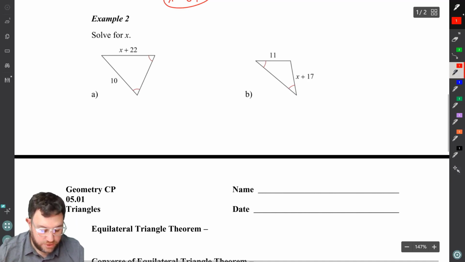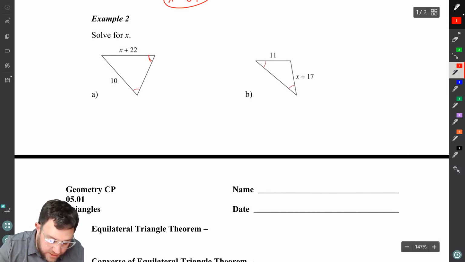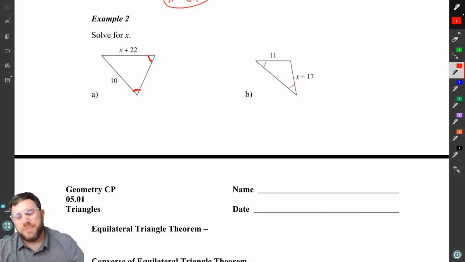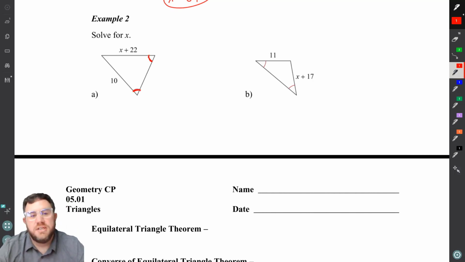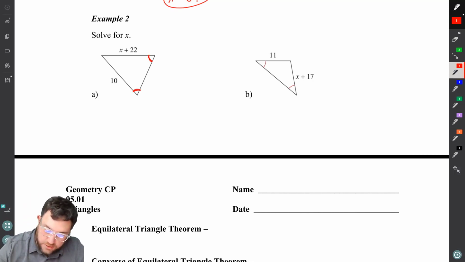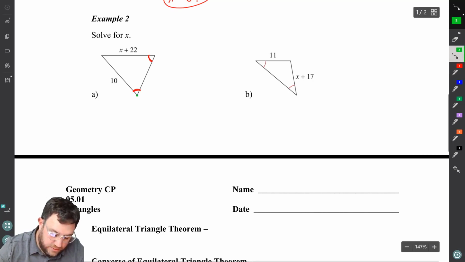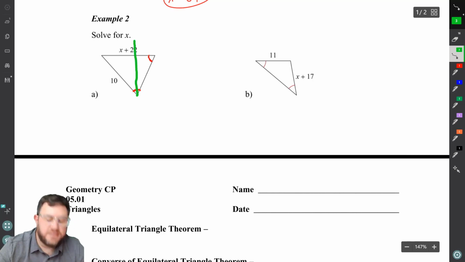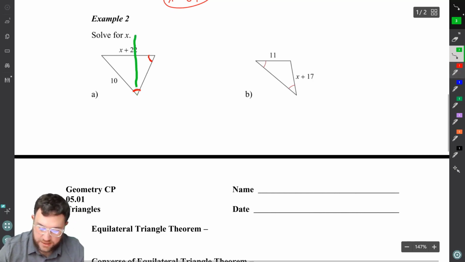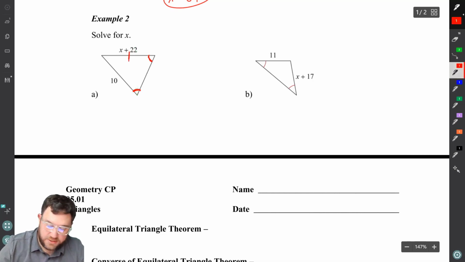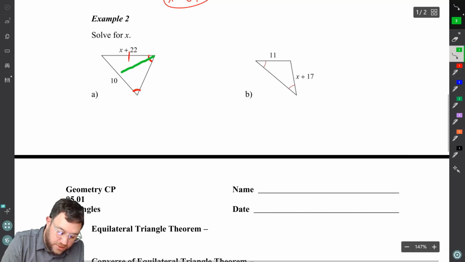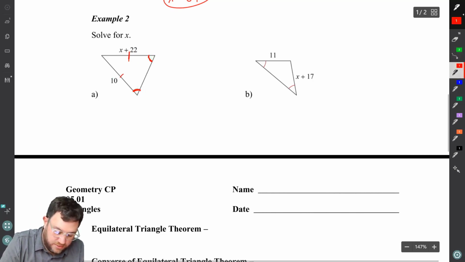For example 2, because we've got these angles that we know are congruent, then we know the sides opposite those angles are congruent. So if you were to draw a ray out of the middle of our angle, the side that it intersects is the one that is opposite that. So we know that this x plus 22 is congruent to this 10.